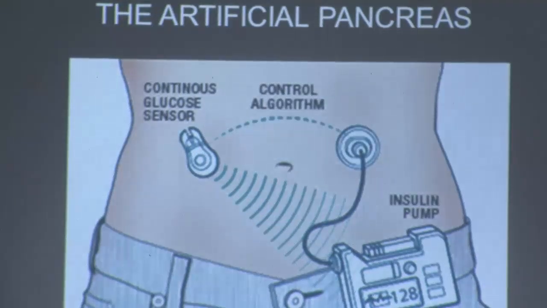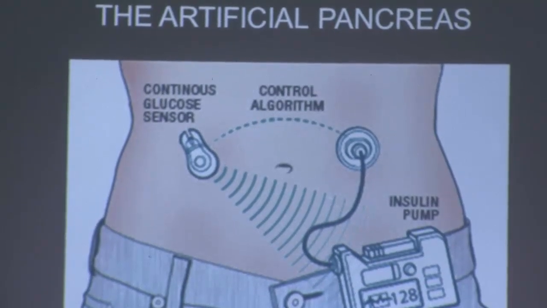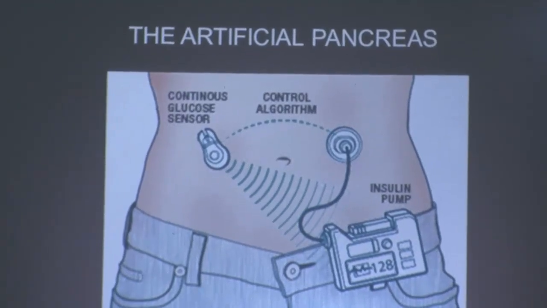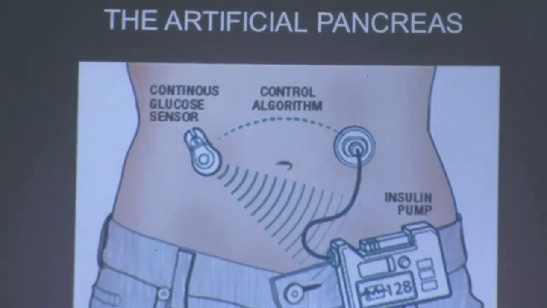So one solution that scientists have been working on is the artificial pancreas. This is a closed-loop electrochemical system containing a continuous glucose sensor, an insulin pump, and a control algorithm. So what occurs is that glucose is continuously monitored, and the control algorithm signals to the insulin pump when to administer insulin based on glucose levels. This is a continuous cycle that occurs.